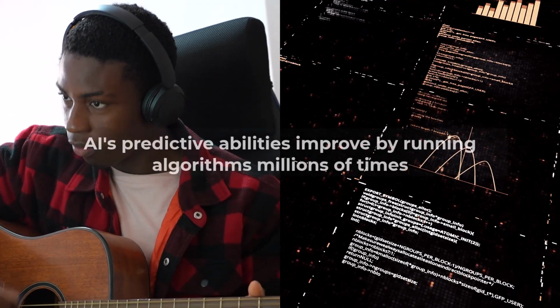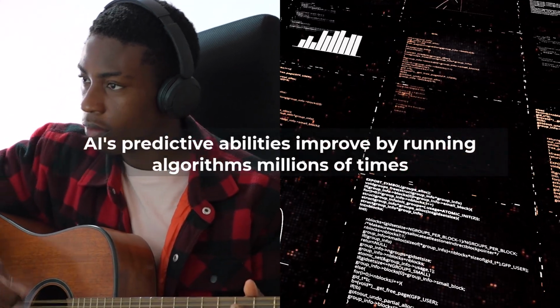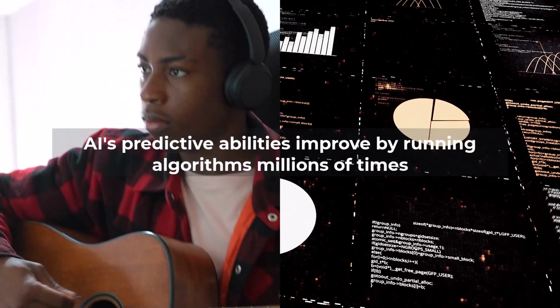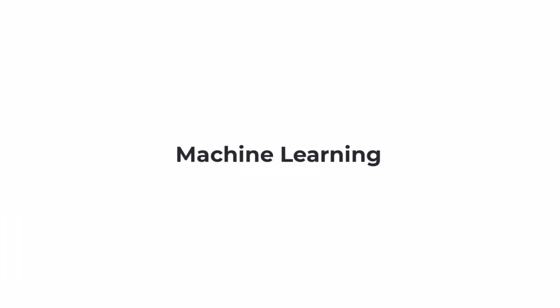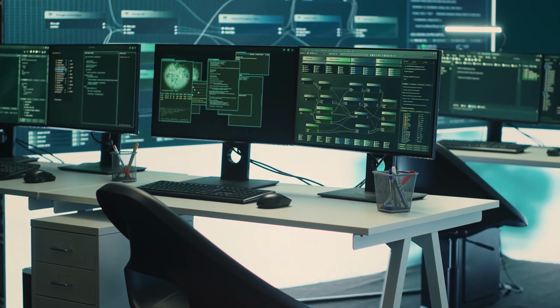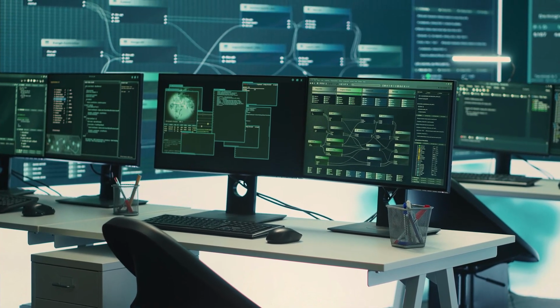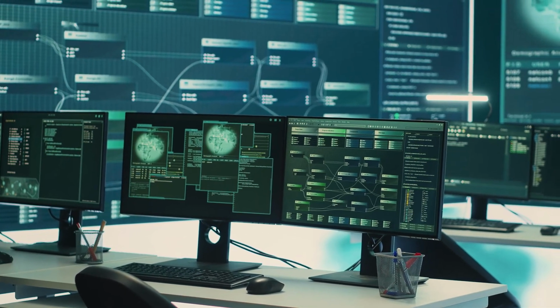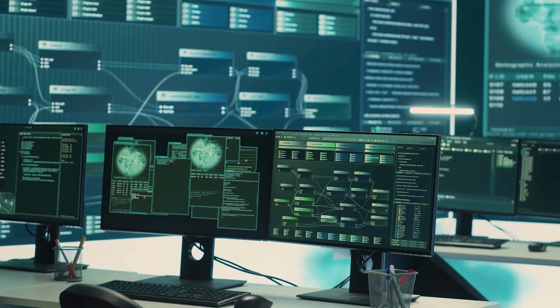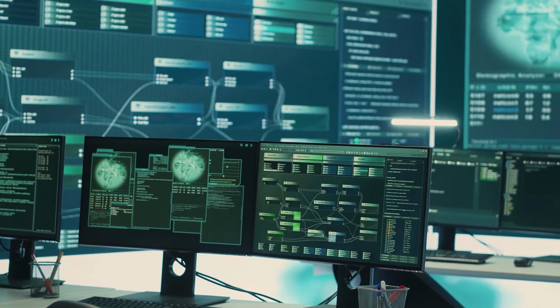And just like you get better at a task by practicing, AI's predictive abilities also improve by running their algorithms millions of times. This process, called machine learning, enables AI systems to improve their performance without constant human instruction. This is what makes them so powerful and versatile in solving complex problems.